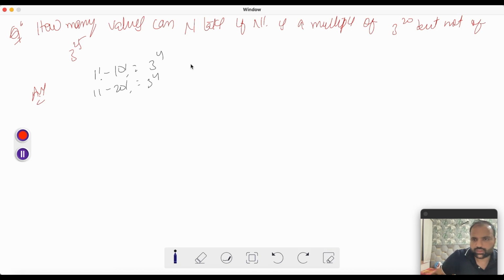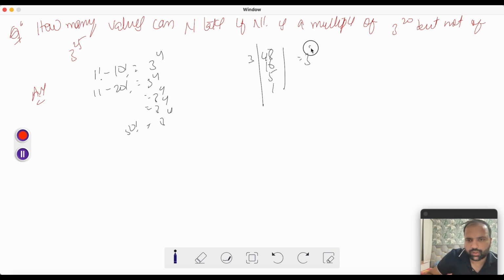Again, we have to go the same way. We need to reach 20. So around 50 factorial we should check for 3 to the power 20. If we check in 50 factorial, it's not going to help us. So 48 we should check. In 48, 16, 5, 1, 22, we're getting 3 to the power 22. So let's go back a step. In 45 factorial, if we check, 15, 5, 1, 21, we are getting 21 over here.